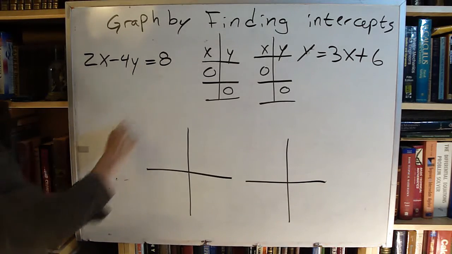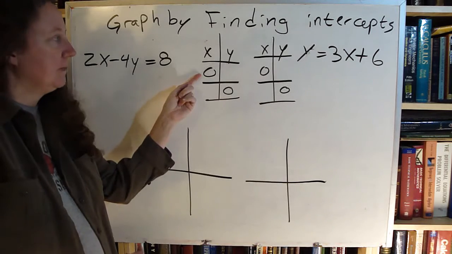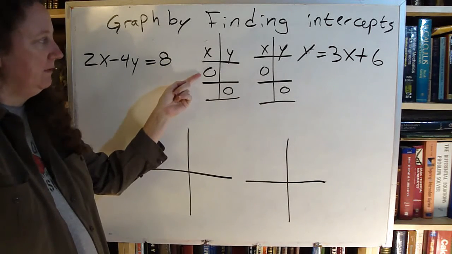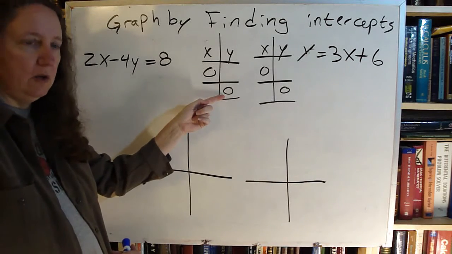2x minus 4y equals 8. So I have to find the intercepts first. So I set up my table. X, one of them equals 0. Y, a second point where the y equals 0.